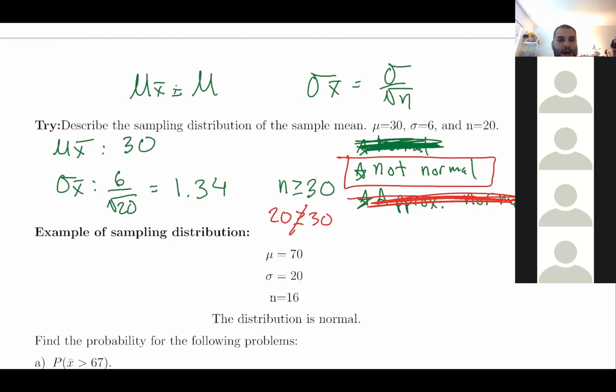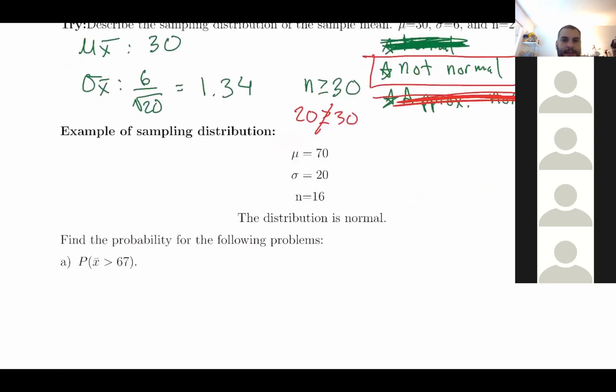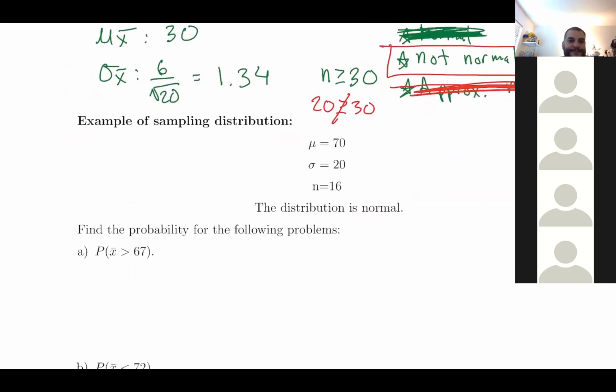Okay, so up next, we're going to go ahead and find the probability of a sampling distribution. For this one, there shouldn't be anything new. The only thing new is we have to adjust our standard deviation. But other than that, everything should remain the same. So let's go ahead and look at this next problem.